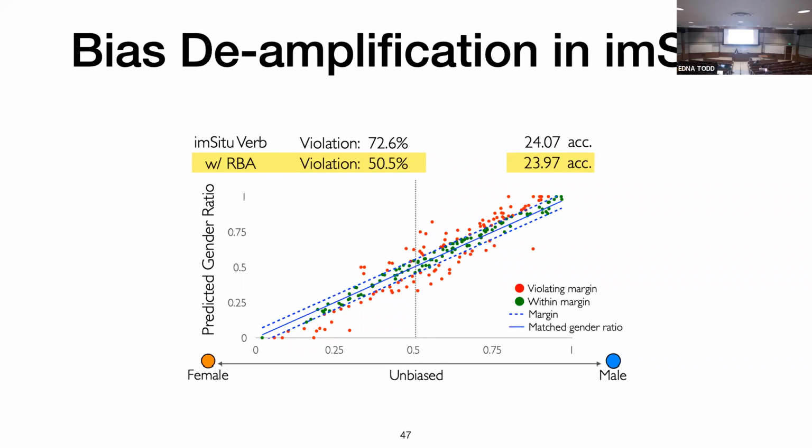accuracy. Now, after the paper was published, we further improved the results by exploring different optimization methods. We see that we can further reduce the violations to around 20%, and again, almost no loss in accuracy.